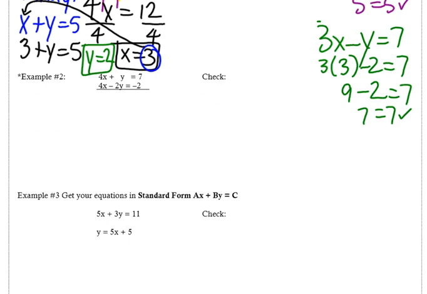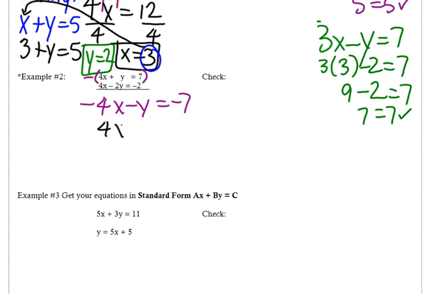So the easier of the two would probably be to multiply one of those equations through by a negative, which is what we'll do. If I take my first equation and multiply it through by a negative, I wind up with negative 4x minus y equals negative 7. It's okay to multiply through by a negative 1 as long as I do it to both sides, which is why I put the parentheses around the entire equation.